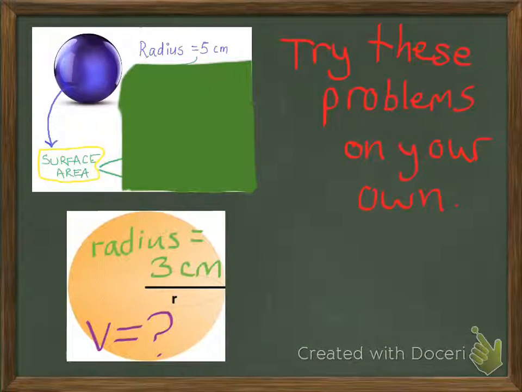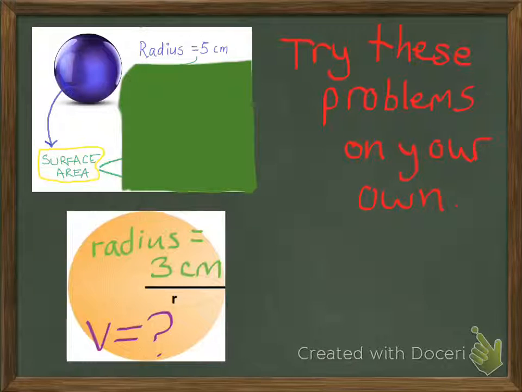Okay, so now since we've gone over surface area and volume and a bunch of other properties of spheres, you have to try these problems on your own. The first one is saying that the radius of the ball in the picture is 5 centimeters. So you have to find the surface area. Remember that the formula for the surface area of a sphere is 4 pi r squared.